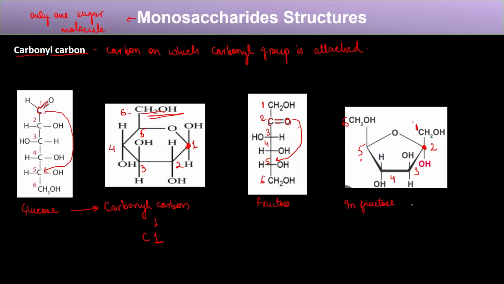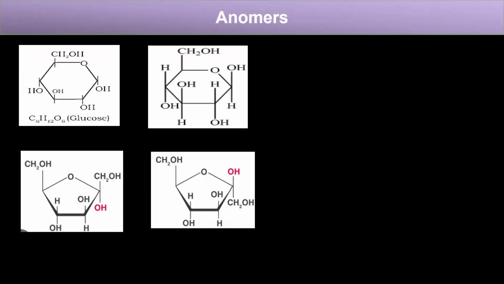So in fructose, the carbonyl carbon is C2, okay? In the case of glucose, the carbonyl carbon is C1, while in the case of fructose, the carbonyl carbon is C2. Now, with this background in mind, let's see certain other terms. So the first term is anomers. So what are anomers?